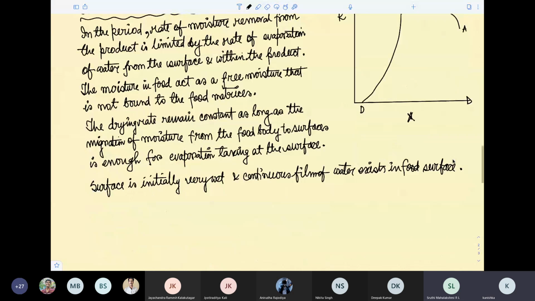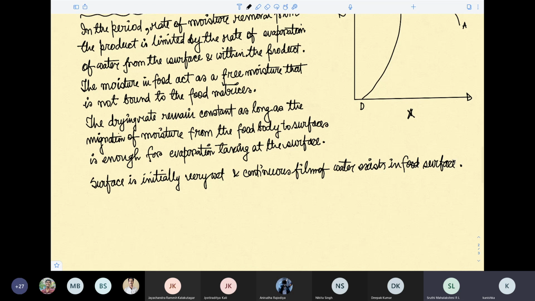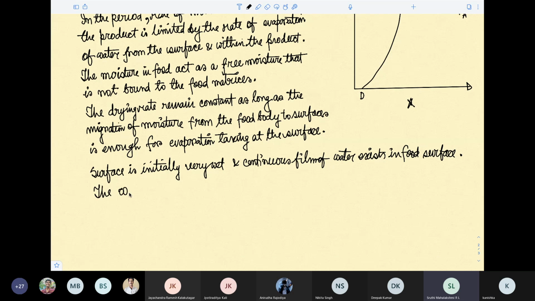Now, this part is clear. That means water acts as free water, like water in a bucket. It is completely unbound water. So the water is entirely the unbound water.